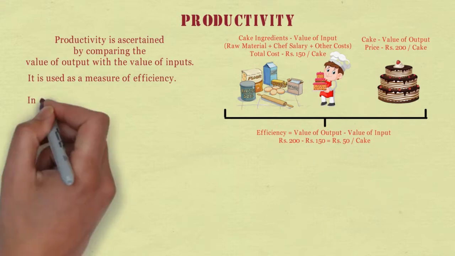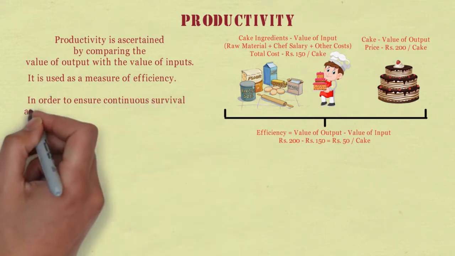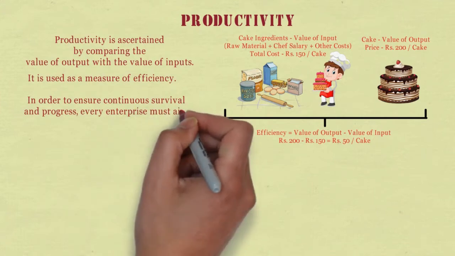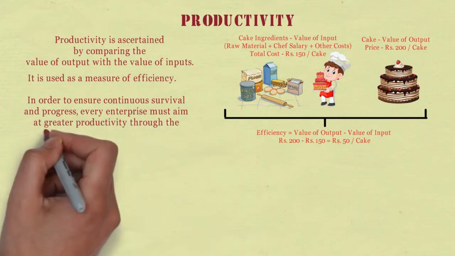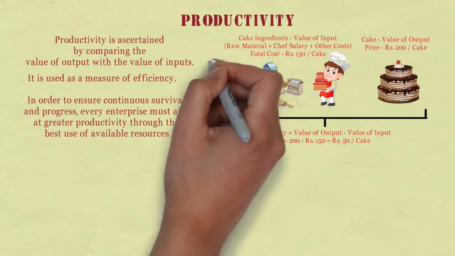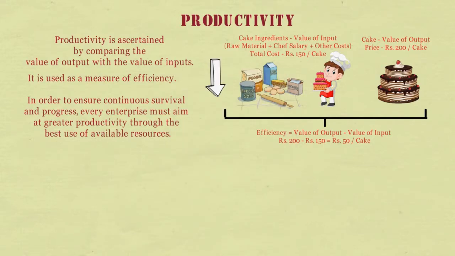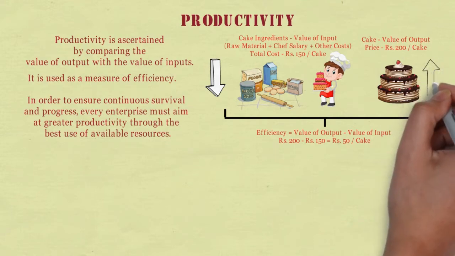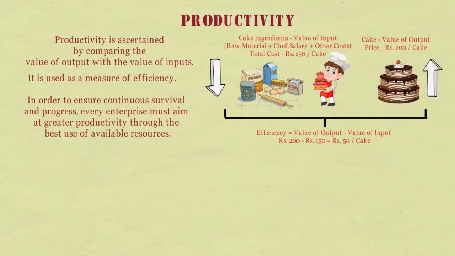Now, in order to ensure continuous survival and progress, every enterprise must aim at greater productivity through the best use of available resources. Thus, it should reduce the value of inputs and should increase the value of output.